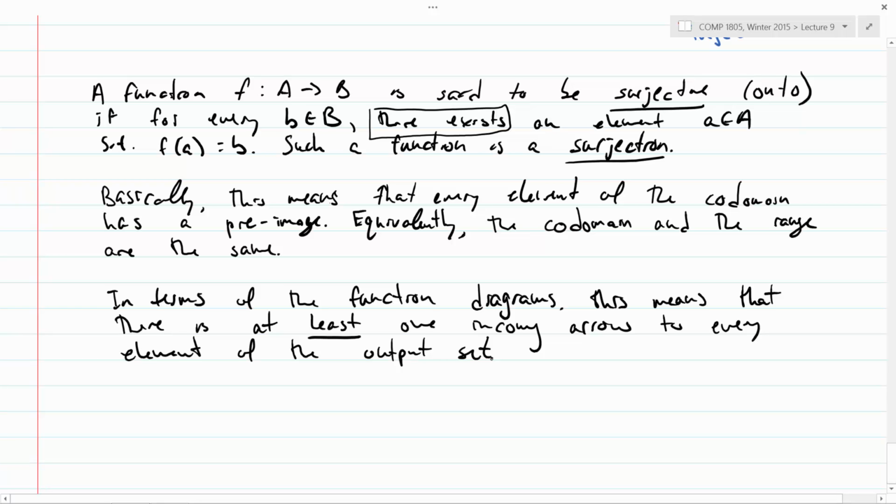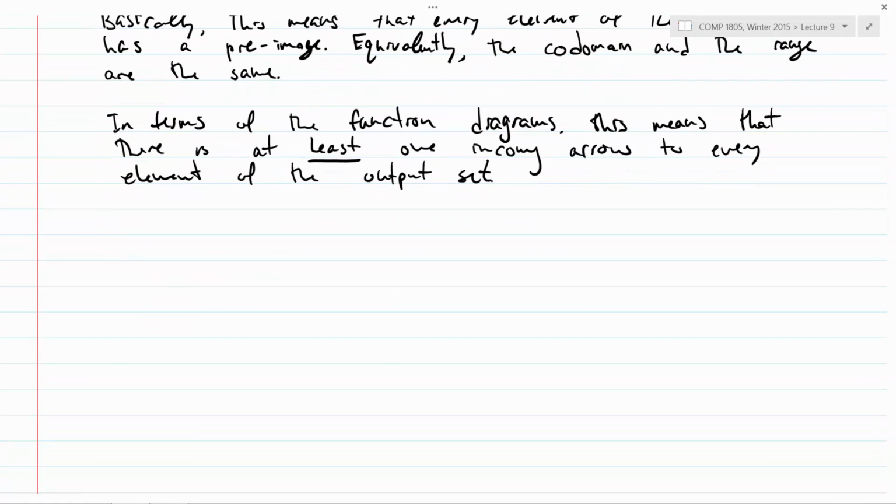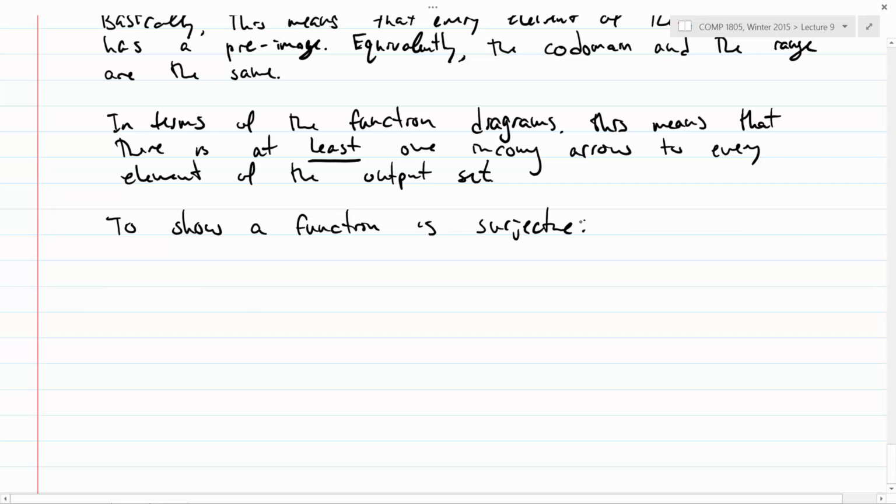All right, so let's talk about how to show a function is surjective. To show a function is surjective, start with an arbitrary output element and show how to get it. So show what its pre-image is. So take an arbitrary b in B, and by arbitrary I mean you don't pick it, it's picked for you. It could be anything, right?